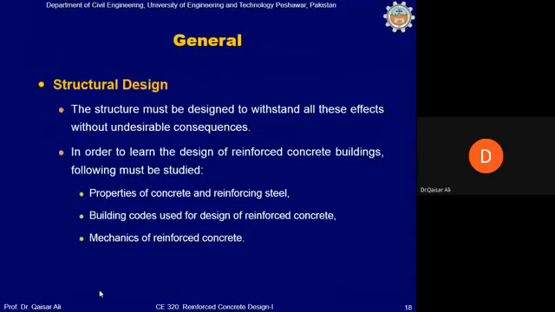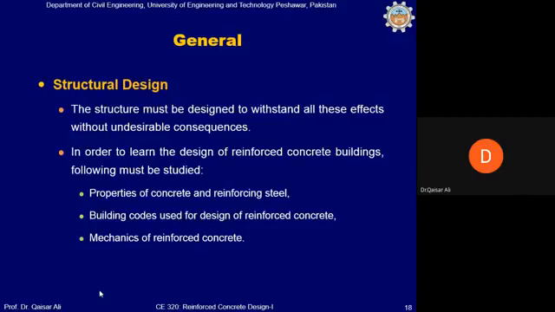Okay, our next topic is what a structural design is, what our objectives are, and what topics will be needed to understand structural design. The structure must be designed to withstand all these effects without undesirable consequences. These effects mean the previous effects, which are axial compression and axial tension, flexure stresses, which consist of compressive stresses and tensile stresses, shear stresses, and torsion stresses. So all these four types of stresses might be present simultaneously in a member, or a couple of these might be present, or three of them, or one of them. Whatever the situation is, the member must be designed against all these effects.